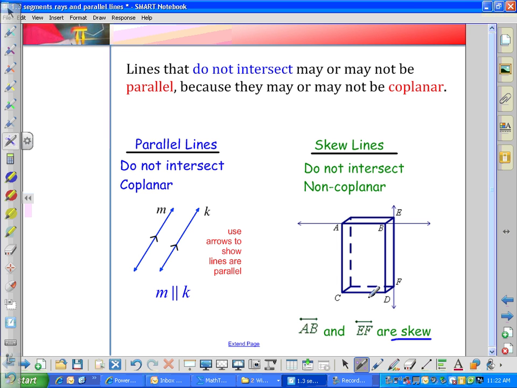There's lots of different sets of skew lines in this box. Another example might be line CD and EF would also be skew lines because they would never intersect as well.